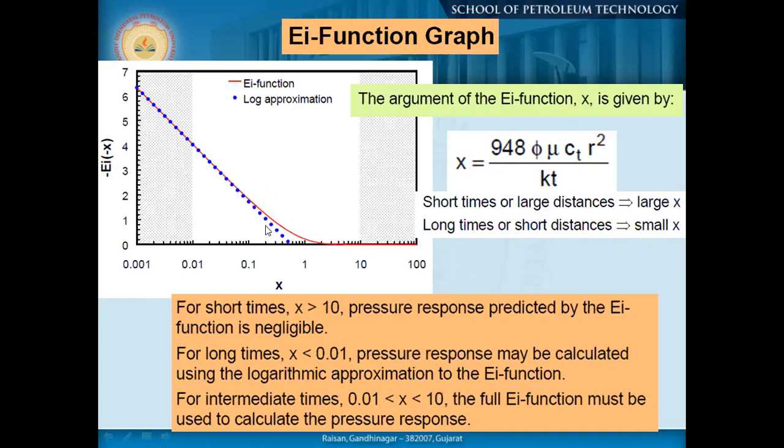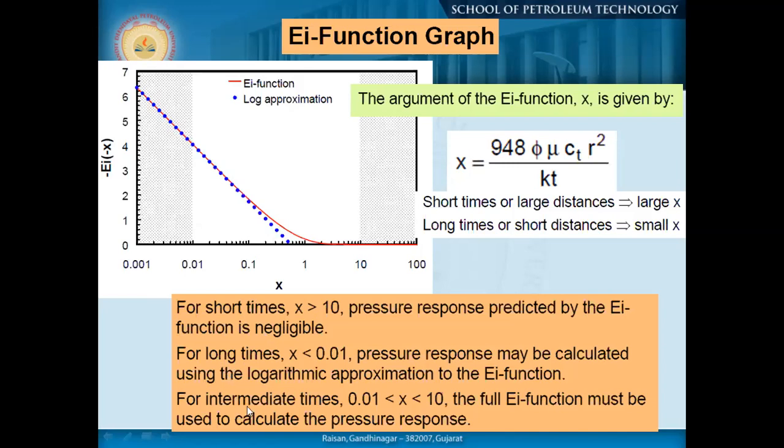So the physical part is, once your x is very large, that means either you are at a short time of your study, or you are trying to understand a large distance at that specific time. At that time the pressure change due to the Ei expansion formulations is neglected when x is more than 10.